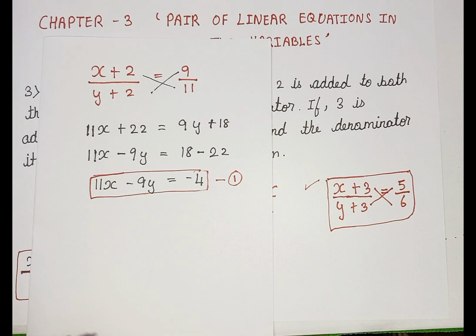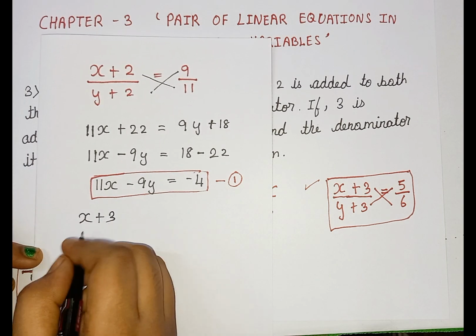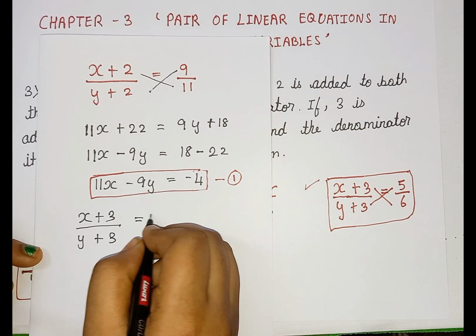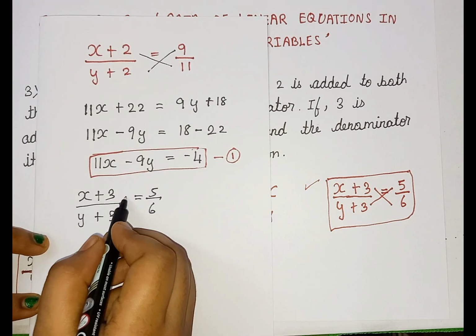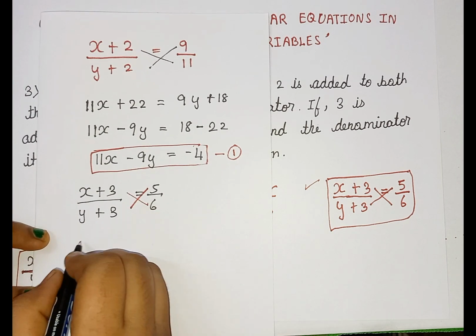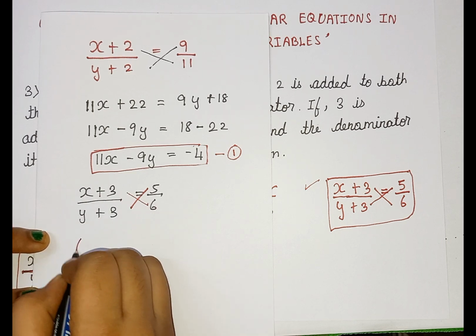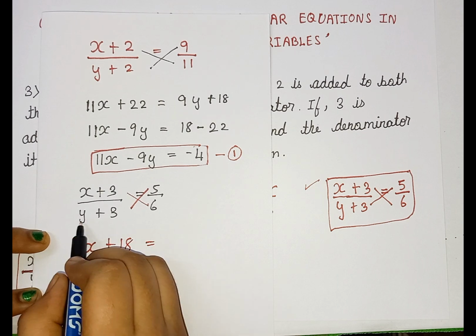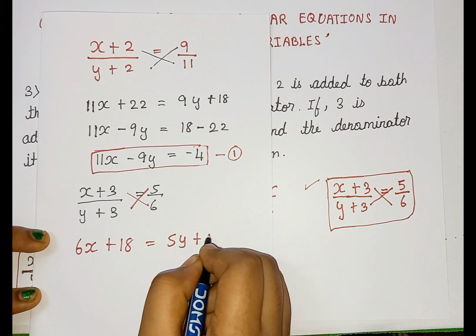Now what we can do is write this. So x plus 3 by y plus 3 is equal to 5 by 6. Now we can do cross multiply. When I do cross multiply, x plus 3 into 6, we get 6x plus 18, is equal to y plus 3 into 5, we get 5y plus 15.